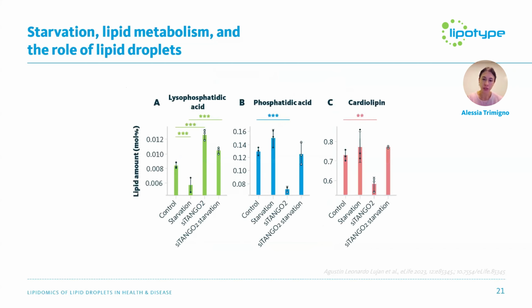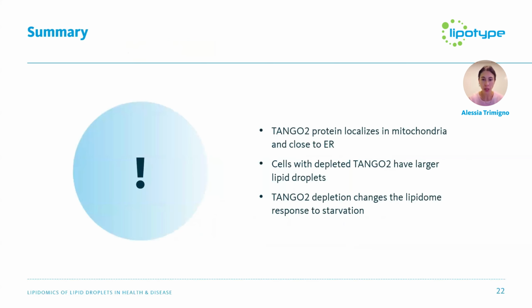This is even clearer from this different way of visualizing it. So we see the lipid amount for lysophosphatidic acid, phosphatidic acid, and cardiolipin under all conditions. And you can see that, as we saw, lysophosphatidic acid increases in TANGO2 depleted cells, while phosphatidic acid decreases when there's no starvation, and cardiolipin too. While cardiolipin is recuperated to basal level in TANGO2 depleted starved cells. And this might be because there's some rewired metabolism that can involve phosphoglycerol to produce it in starvation conditions.